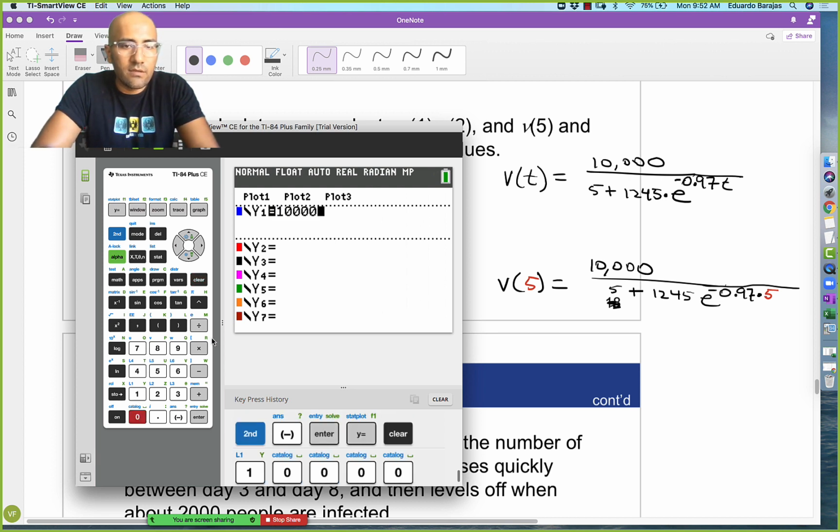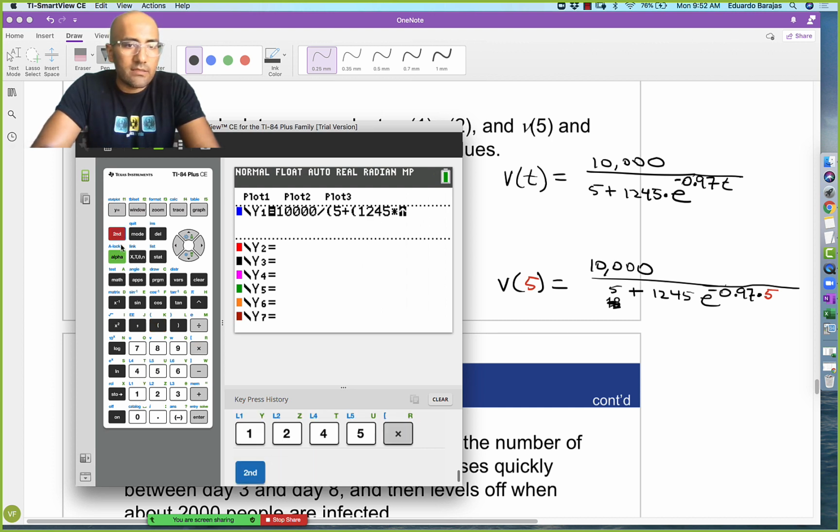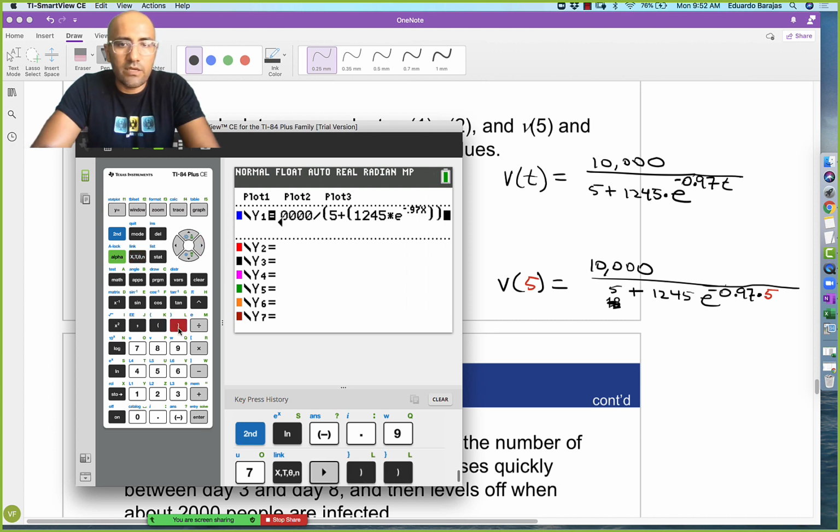So 10,000 divided by parentheses 5 plus parentheses and then the 1245 times, and then it's e to the power of, and then negative 0.97x, and then close these parentheses and close the other parentheses, and that should do it. Okay, that's pretty ugly. And then you can hit graph.